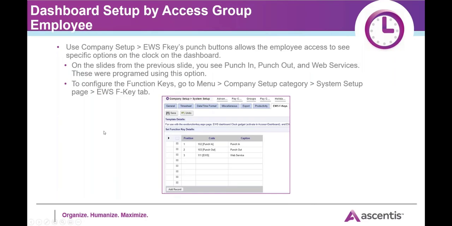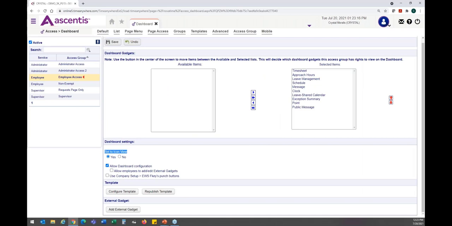The next page here, we can jump back into the system, is the option to allow configuration. So again, in this case, this would be allowing the employees to move their gadgets around. And then also the same thing with the external gadgets. And the last one here is to use the company setup EWS function key punch buttons.